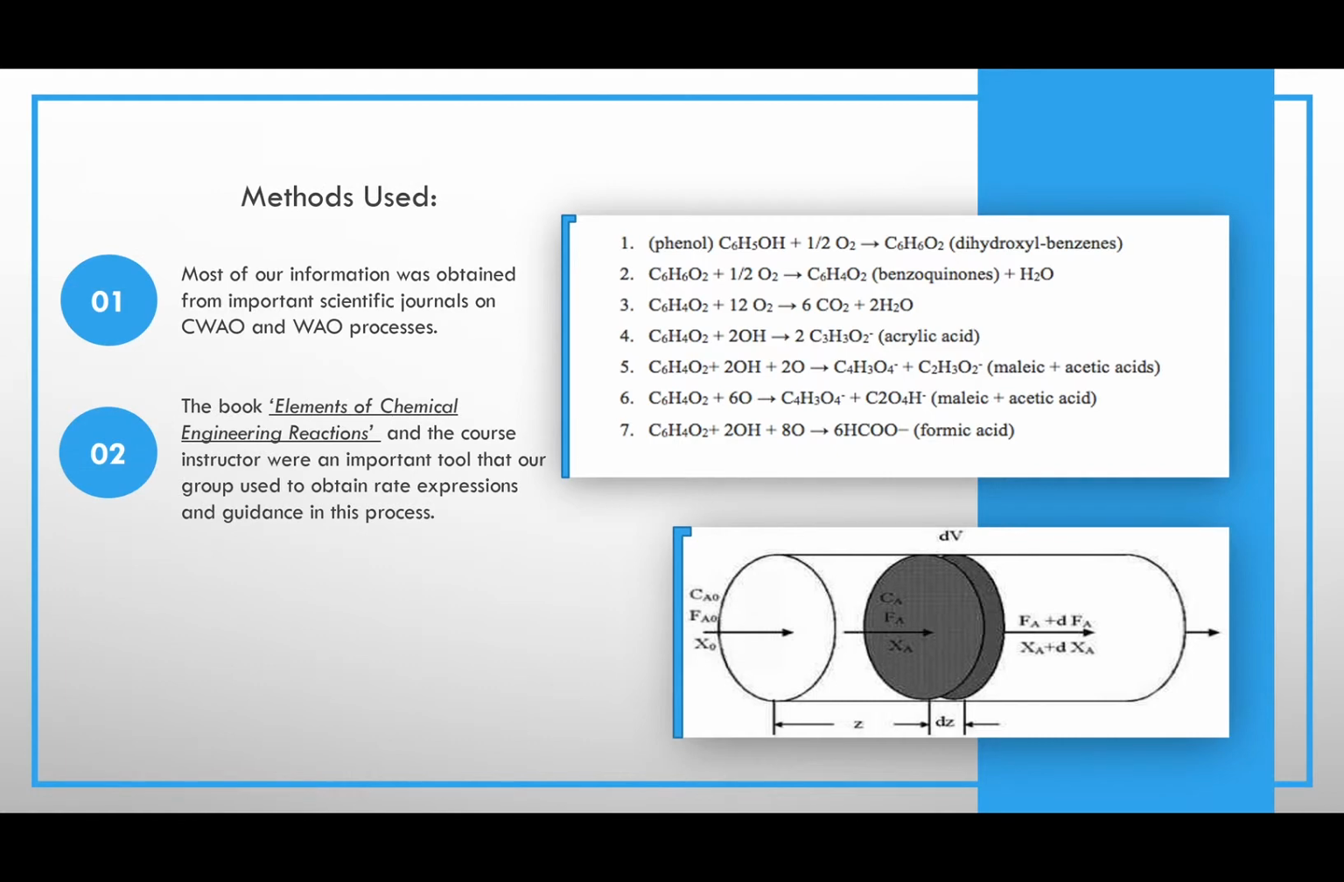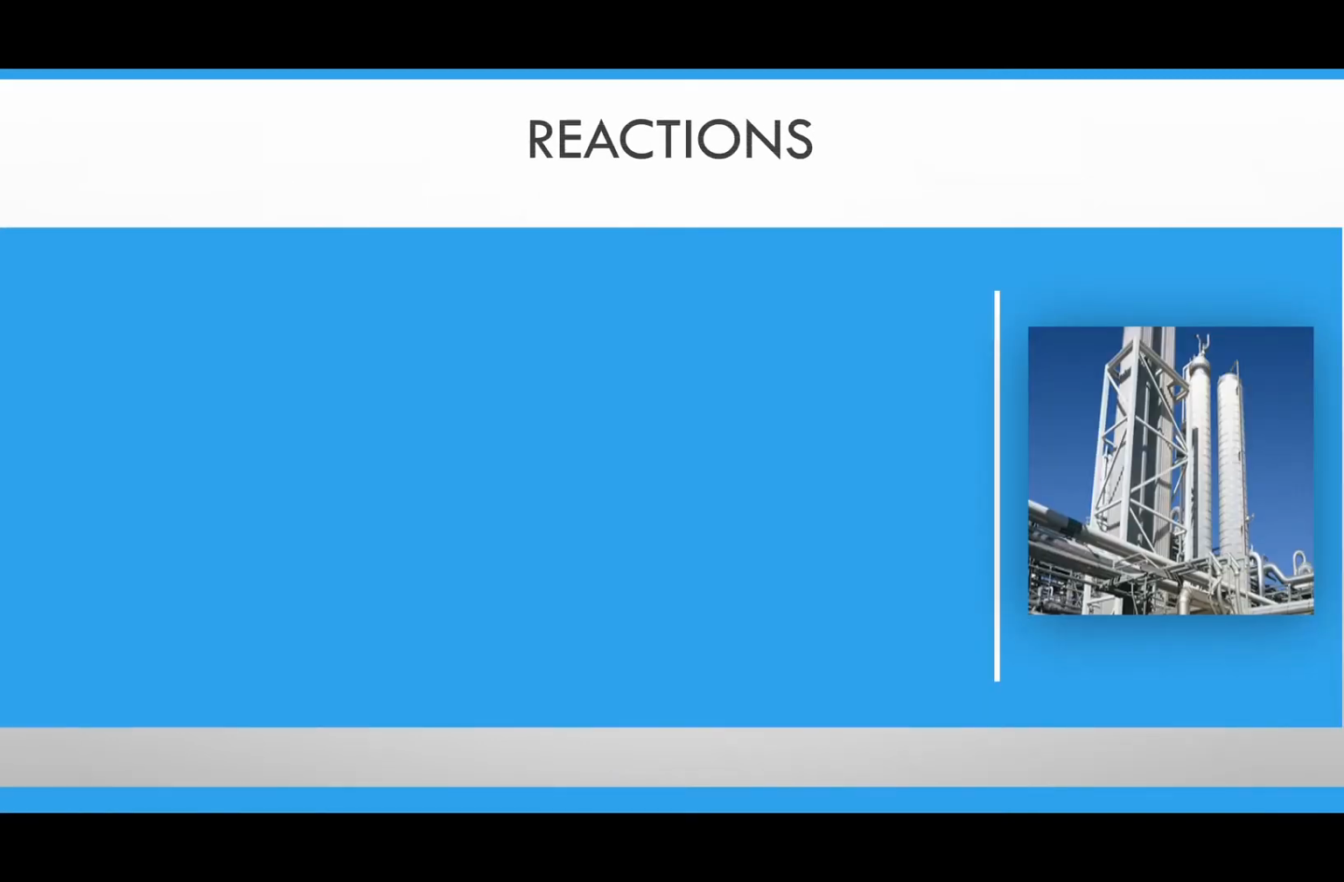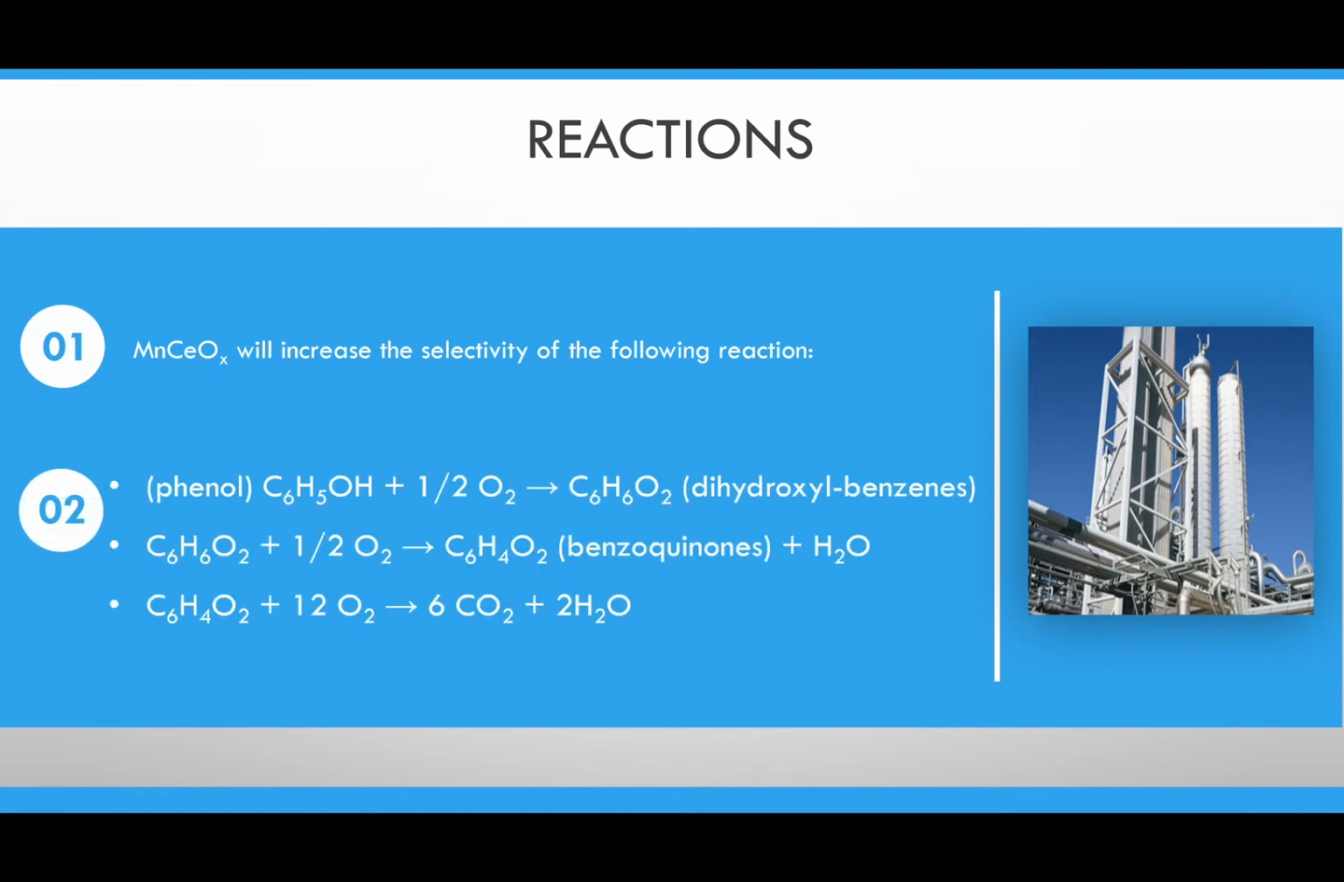The methods we used were those proposed by the course instructor in the book Elements of Chemical Reaction Engineering. The reactions shown were found to model the wastewater treatment plant. The first reaction, which is desired, takes place when phenol and oxygen react to produce dihydroxylbenzene. Then, the dihydroxylbenzene reacts with oxygen to produce water and benzoquinones. Finally, the benzoquinones are reacted with oxygen to produce carbon dioxide and more water. After the 3 reactions occur, the undesired products can be easily cleaned through the sedimentation process.